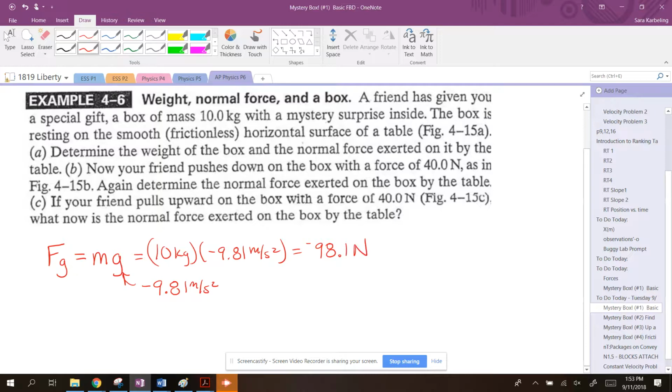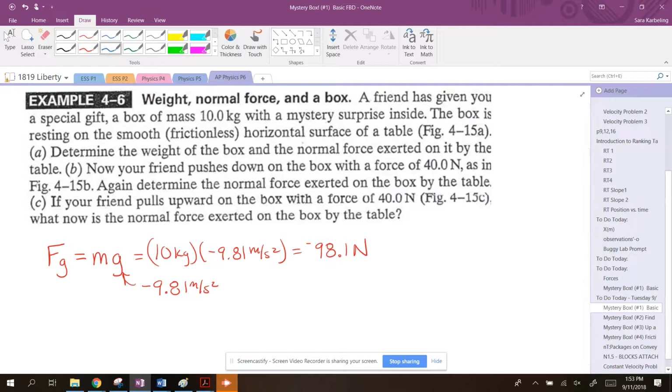Newtons, right? Isaac Newton gets the name for that, okay? So we got negative 98.1. The negative sign means what? That it's going down. Awesome. We're rocking it. All right.